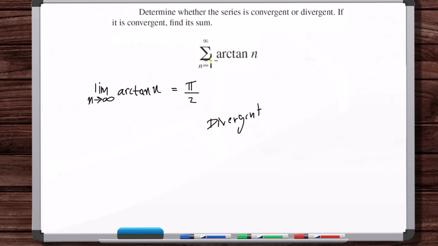because the sequence underlying this series doesn't converge to 0. And this is going to specifically diverge to infinity, because you're adding positive numbers. You're adding something very close to pi over 2. When you're off at infinity, you're just adding something very close to pi over 2 over and over and over again.